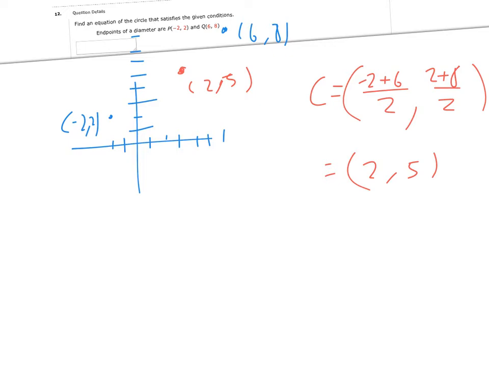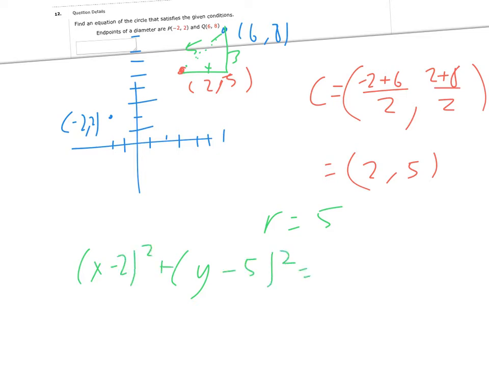So now what I'll do is I need to find the radius here. And so for the radius, I'm going to use distance formula. So I'm going to find this diagonal distance. So I'm going to draw a right triangle. So from 2 to 6 would be a distance of 4. And from 5 to 8 would be a distance of 3. And then we can use Pythagorean theorem. I actually see that this is a 3, 4, 5 right triangle. So I'm just going to label that as 5. And so then I know that the radius is 5. And so I can write my answer as x minus 2 squared plus y minus 5 squared equals 25, since that one is r squared.